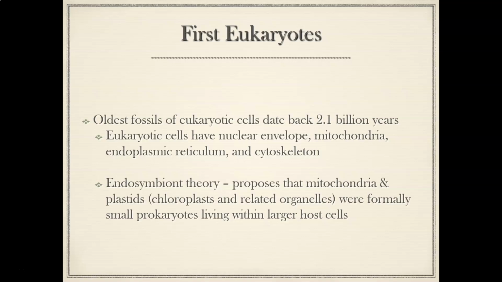So, the question then becomes, how do we get from a living cell that has no internal structure to a living cell that does? And that's where we enter talking about this idea of the endosymbiont theory. What this theory proposes is that mitochondria and plastids, so chloroplasts and that sort of thing, among other internal organelles, may have formerly been small prokaryotes living by themselves that ultimately got taken in by larger host cells. So let's take a look at what this theory is all about.